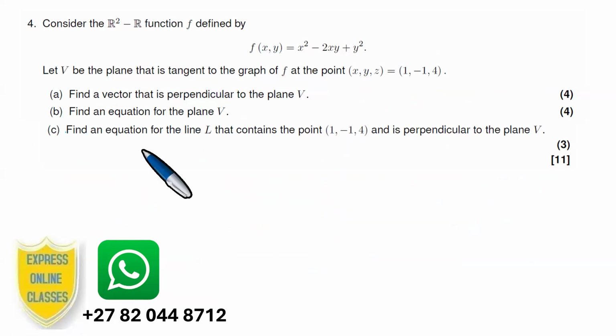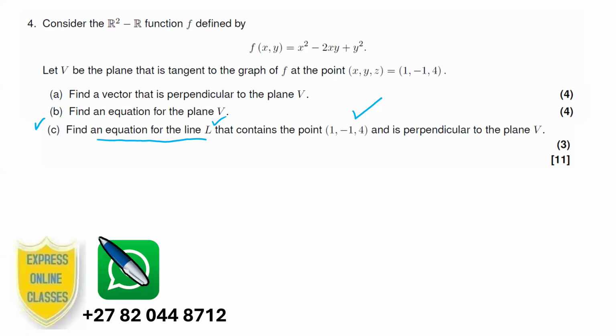In the next question, we're going to take on question C that says find an equation for the line. How do we find an equation for the line that contains the point 1, minus 1, 4, and that is perpendicular to the plane V? Let us continue and check this out. There are a couple of things that we need to do here, and we need to make sure that everything is well and okay.